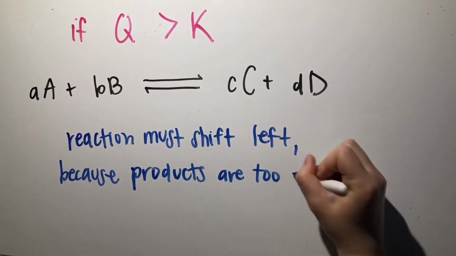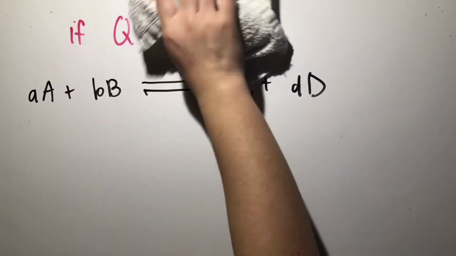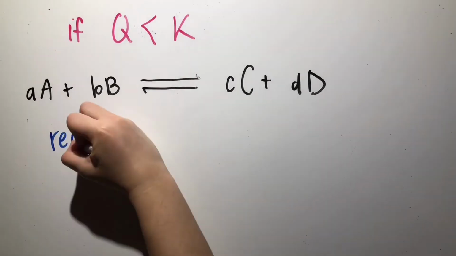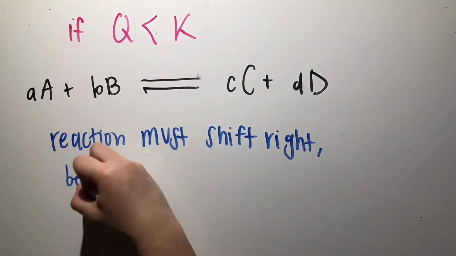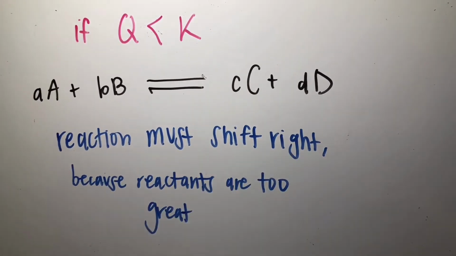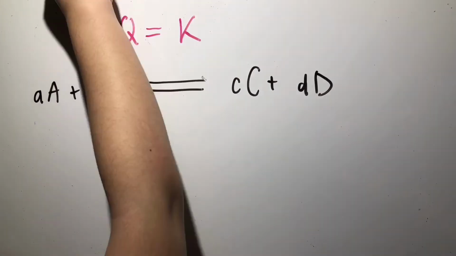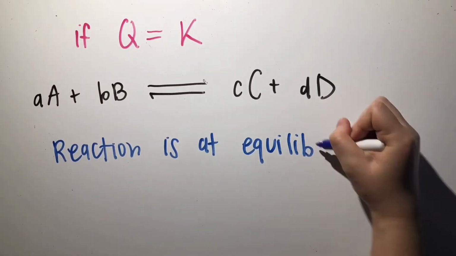Conversely, if Q is less than K, that means the concentration or pressure of the products at Q are less than that of K. So the reaction will shift to the right towards products to get Q equal to K. Thus, if Q and K are equal, the reaction is at equilibrium. And that's basically all you need to know about Le Chatelier's principle.